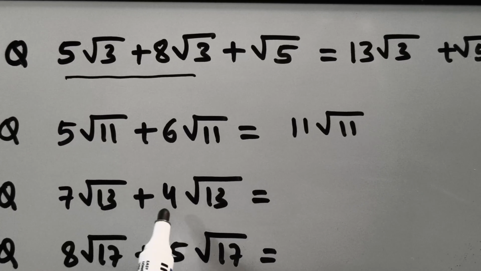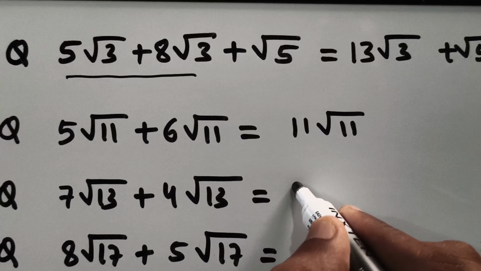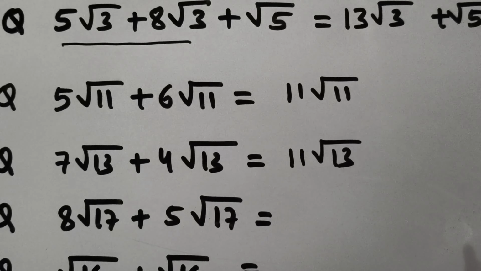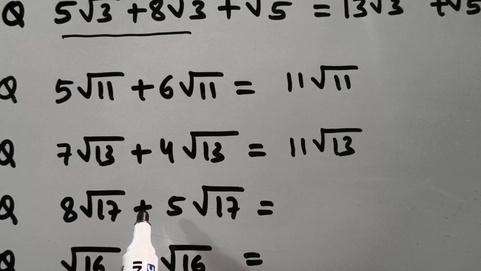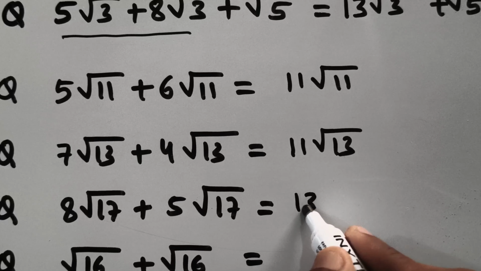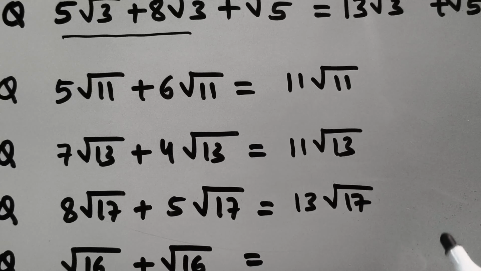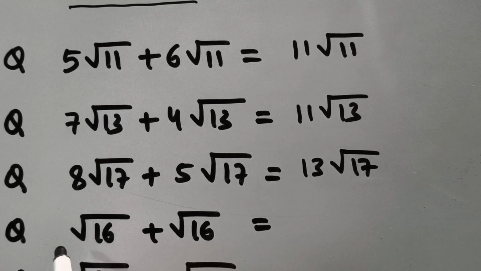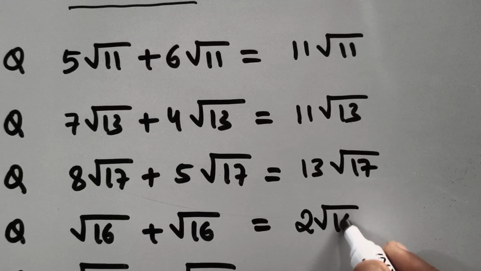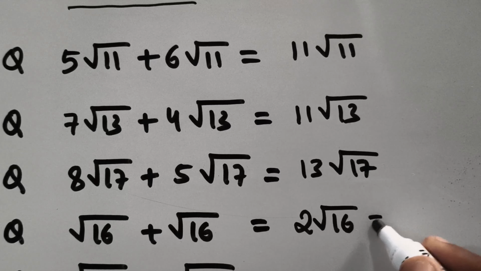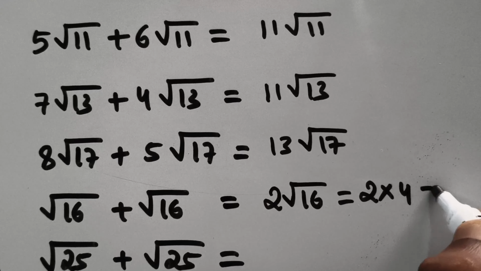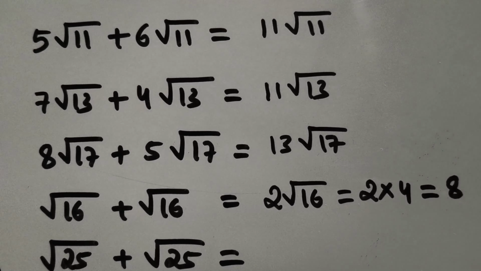7 root 13 plus 4 root 13, both are like terms. I can add 7 plus 4, that is 11 root 13. 8 root 17 plus 5 root 17, that is 13 root 17. In this way, I can add the root values. Root 16 plus root 16, that is 2 root 16. We know the root 16 value, that is 4. 2 4s are 8. The answer is 8 here.